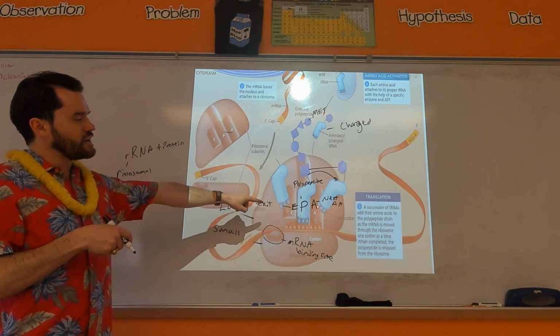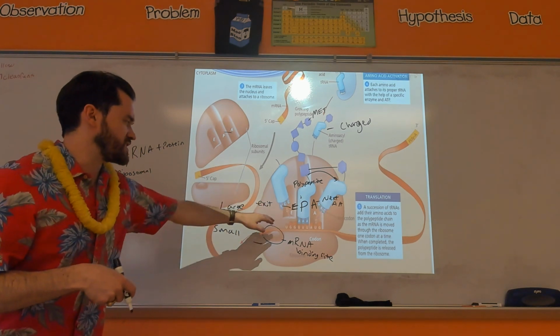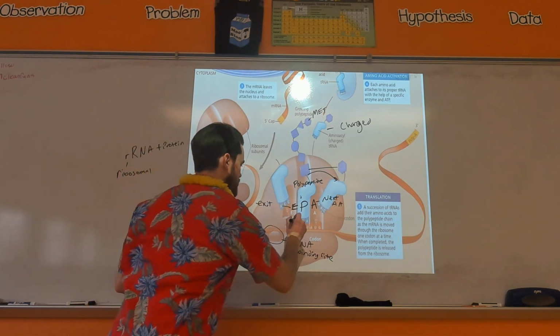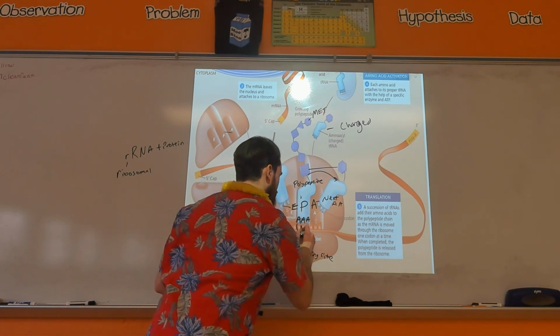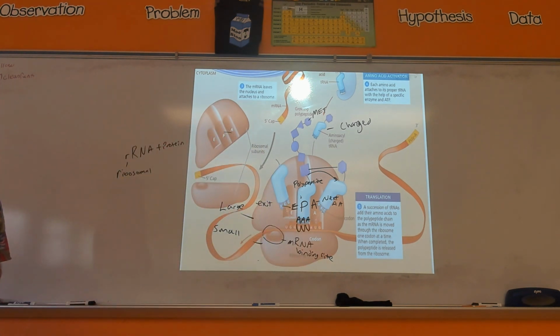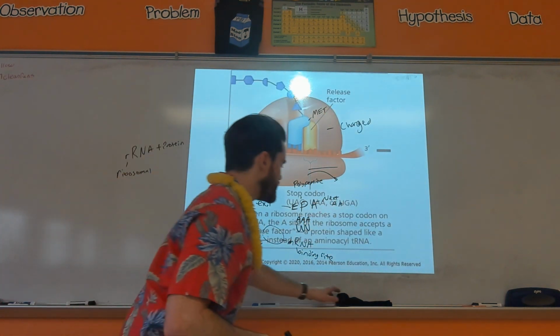The anticodon, we focus in on this a little bit more. Like here, this anticodon is AAA. Then again, that's complementary to the codon, which is UUU. Okay, and that's basically translation.